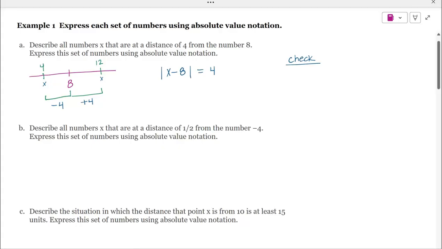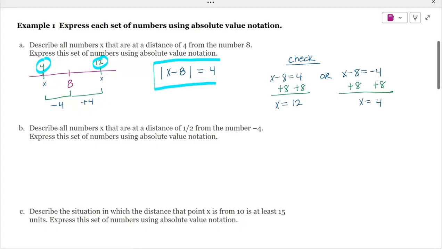If I were given this expression and I wanted to solve for x, I would write that x minus 8 is equal to 4, or x minus 8 is equal to negative 4. Let's add 8 to both sides of the equations. So I'm getting that x is equal to 12 or x is equal to 4. And that matches up with the two numbers that I had on my number line. So I think that this is the answer.